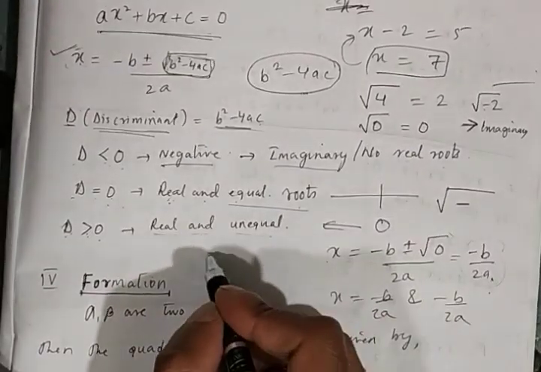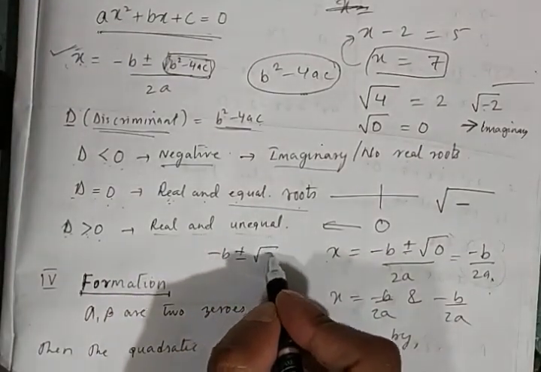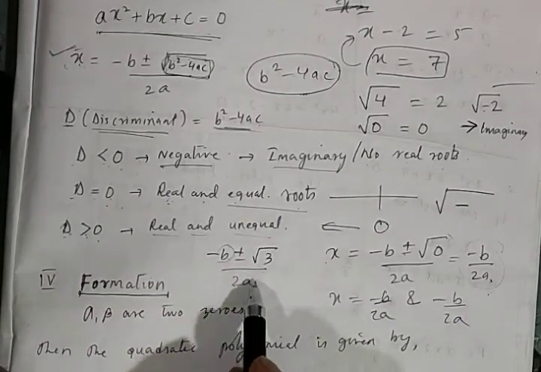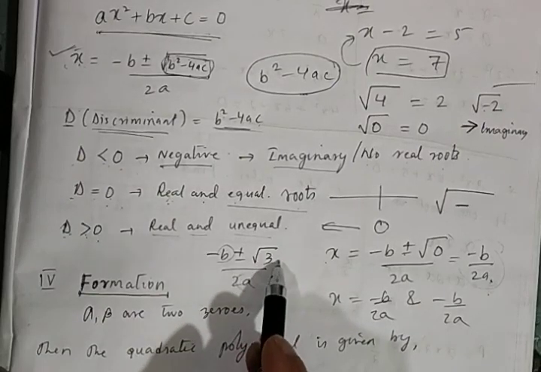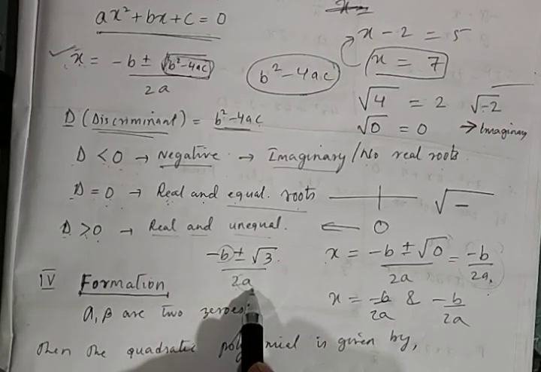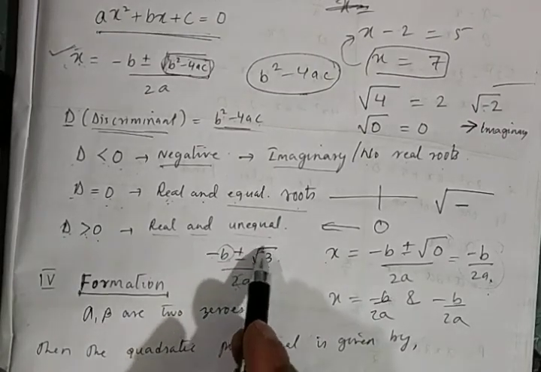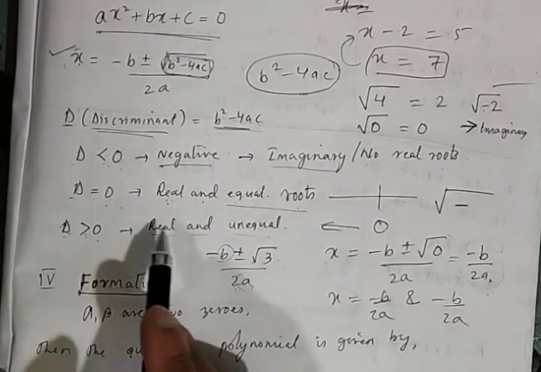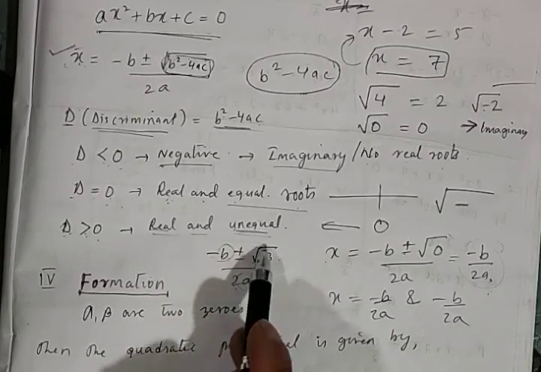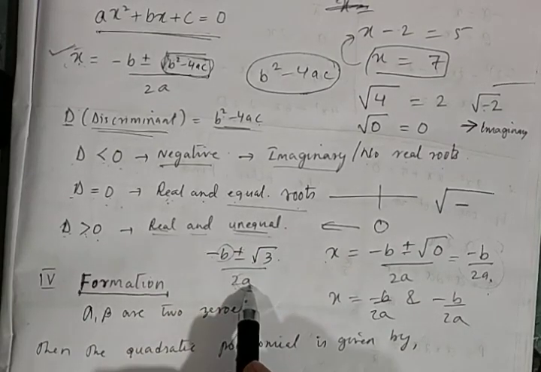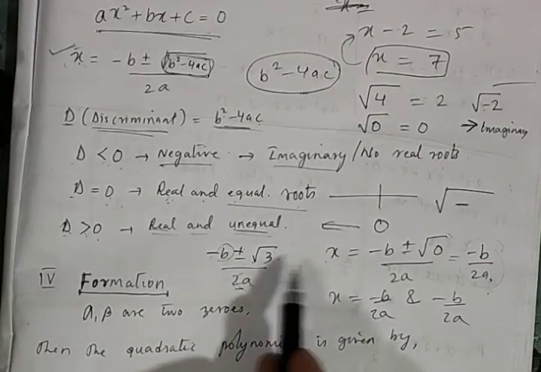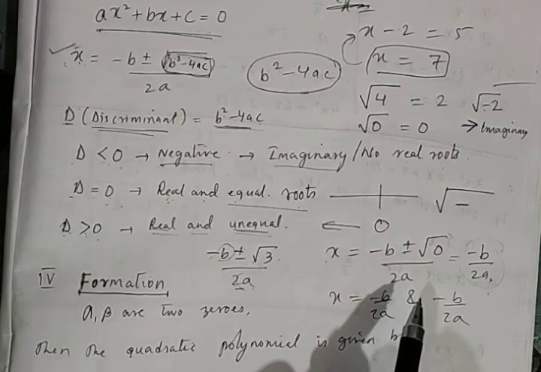Obviously, check. Minus b plus minus root over 3, 3 is bigger than 0, no? Divided by 2a. So I'm not giving you this example. Just see this part. Our concern is this. That means minus b plus root over 3 divided by 2a is one solution. Another solution is minus b minus root over 3 by 2a. So it is real, but they are unequal. They are not equal. So real and unequal. So hope you have understood.